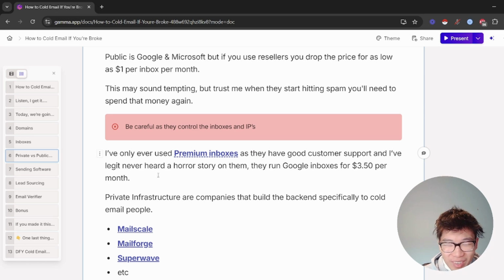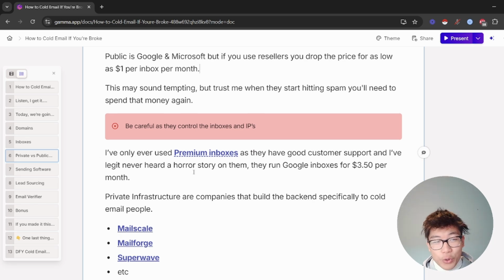The other thing is they get their inboxes and IPs from American and EU countries. This is good because, as I've just explained, it'll deliver better between different countries. That's what I'd recommend in terms of Outlook. I'm going to be honest, I haven't really touched that because I run a lot of my clients off Premium Inboxes, and they've been fine. Deliverability is fine. Responses are fine. So that's public infrastructure. Let's go into private now.